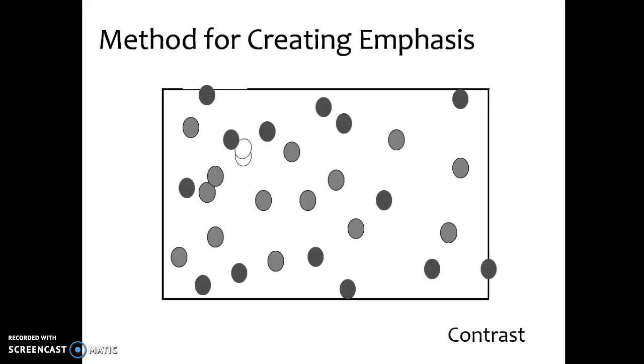The first is contrast. Contrast means two opposites, so having one area that is different from everything else around it will automatically draw the viewer's attention to it. So the moving, hopping white circle right now is the focal point in this particular image. If everything else had been a white circle and the one circle had been a darker color, that also would have created a sense of contrast.